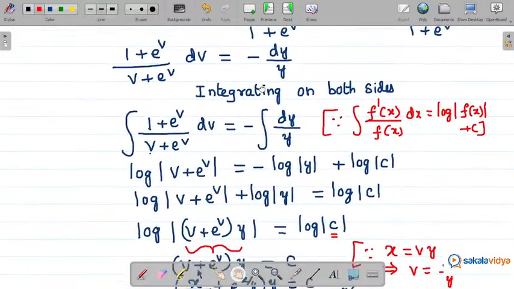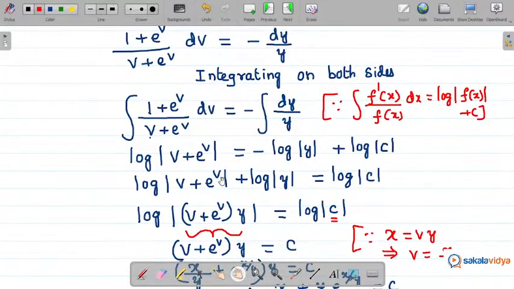Next, integrating on both sides. What do we get? Integral of 1 plus e power v by v plus e power v dv is equal to minus integral of dy by y. As 1 plus e power v is the derivative of v plus e power v, that is log of v plus e power v, is equal to minus log mod y, and log mod c, write down. Bring log y this side, then it becomes log mod v plus e power v plus log mod y is equal to log mod c.